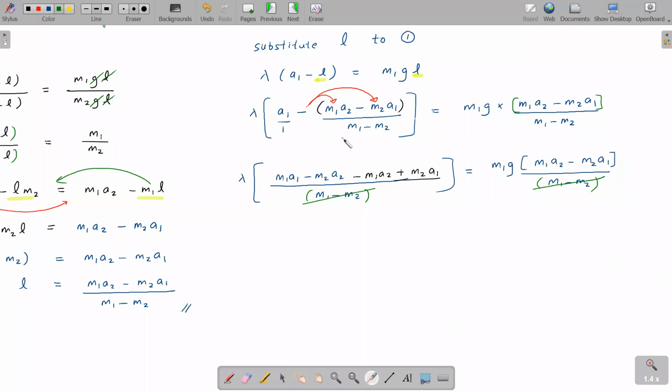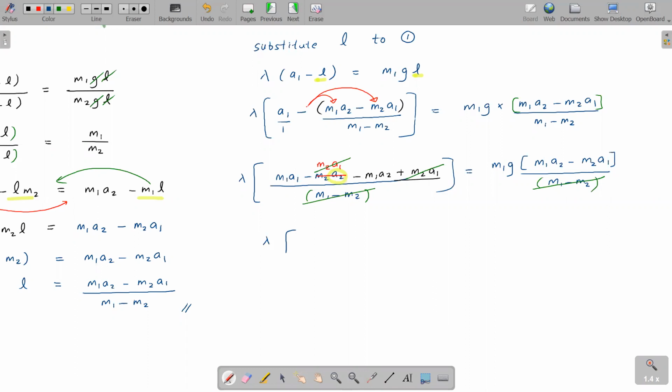Then there's one more thing I've done here. Be really cautious: this is M1A1 minus M2 times A1. Over here, I've made a small error, so this should be fixed. This is not M2A2, this is M2A1, because it's M1A1 minus M2A1. Then we can see one term clearly cancels out. M2A1 and M2A1 will clearly cancel out, agreed? Because there's a minus M2A1 and a plus M2A1.